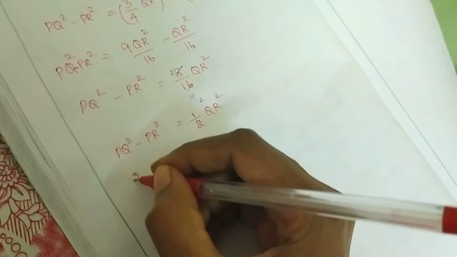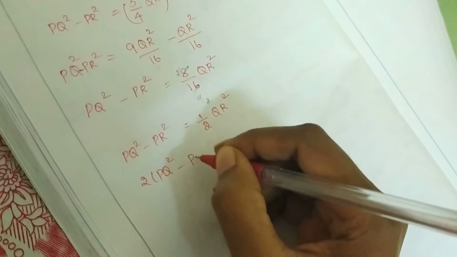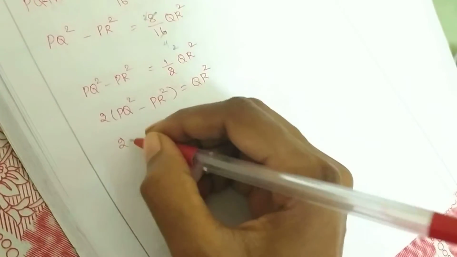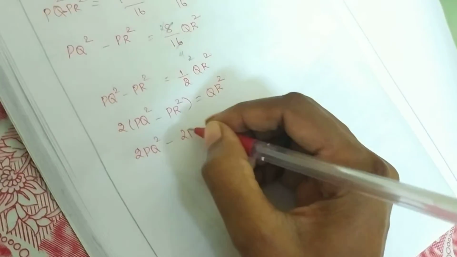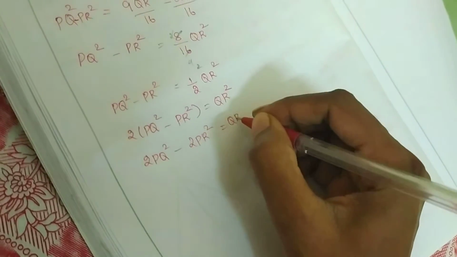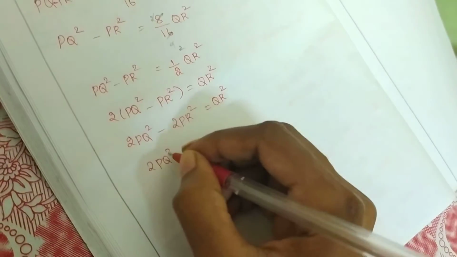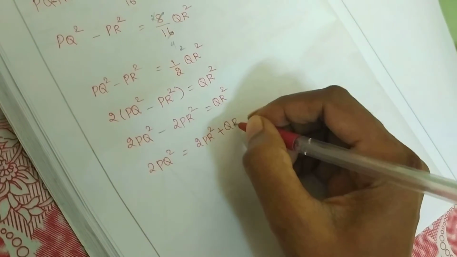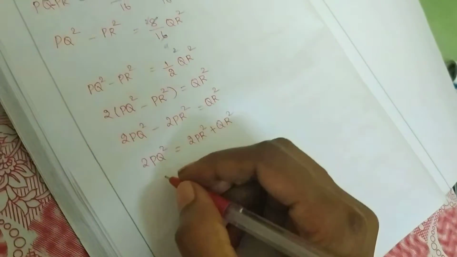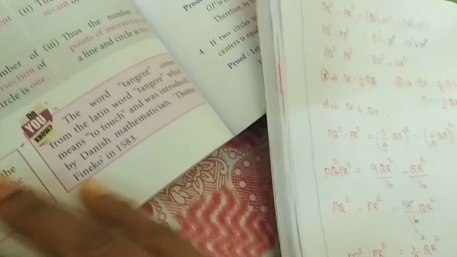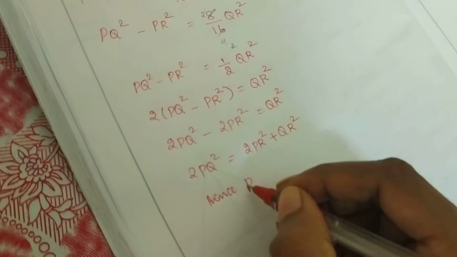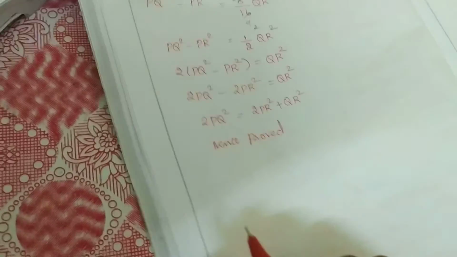Cross multiplying, 2 times PQ square minus PR square equals QR square. Multiplying inside, 2 times PQ square minus 2 times PR square equals QR square. So 2 times PQ square equals 2 PR square plus QR square, since the term moving across becomes positive. This is what they asked: 2 PQ square equals 2 PR square plus QR square. Hence proved.